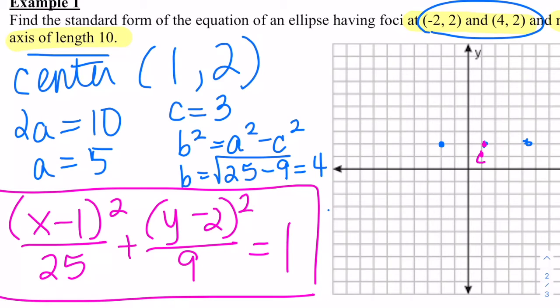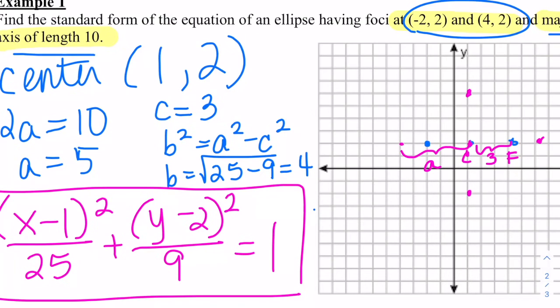We know the center and the focus will have a distance of 3. We know that the value for A is 5, so we'll have this value for A, and the value for B is 4. So that's going to be 4 units above the center and 4 units below to find the co-vertices. And we could draw the ellipse.